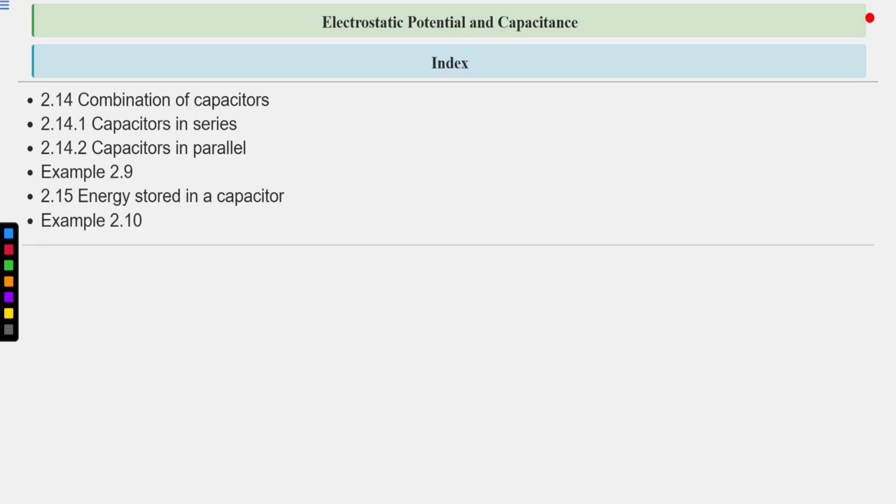So the topics that we are going to cover today are combination of capacitors, capacitors in series, capacitors in parallel, example 2.9, energy stored in the capacitor, and example 2.10.